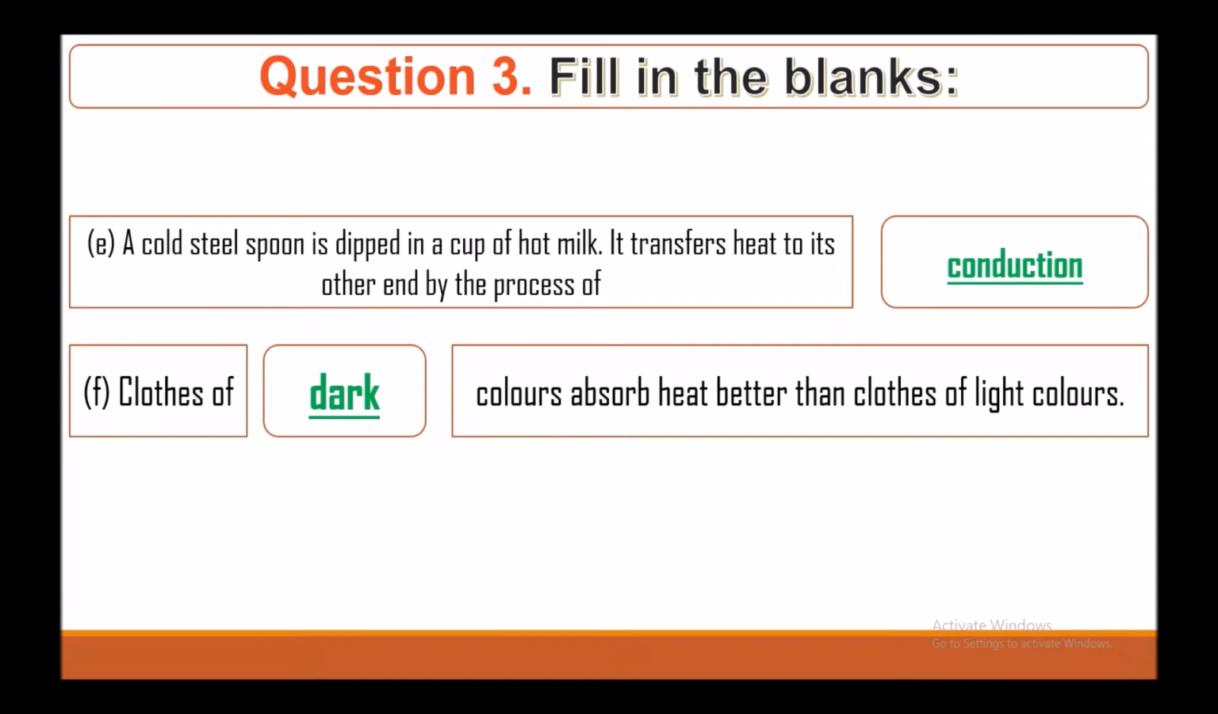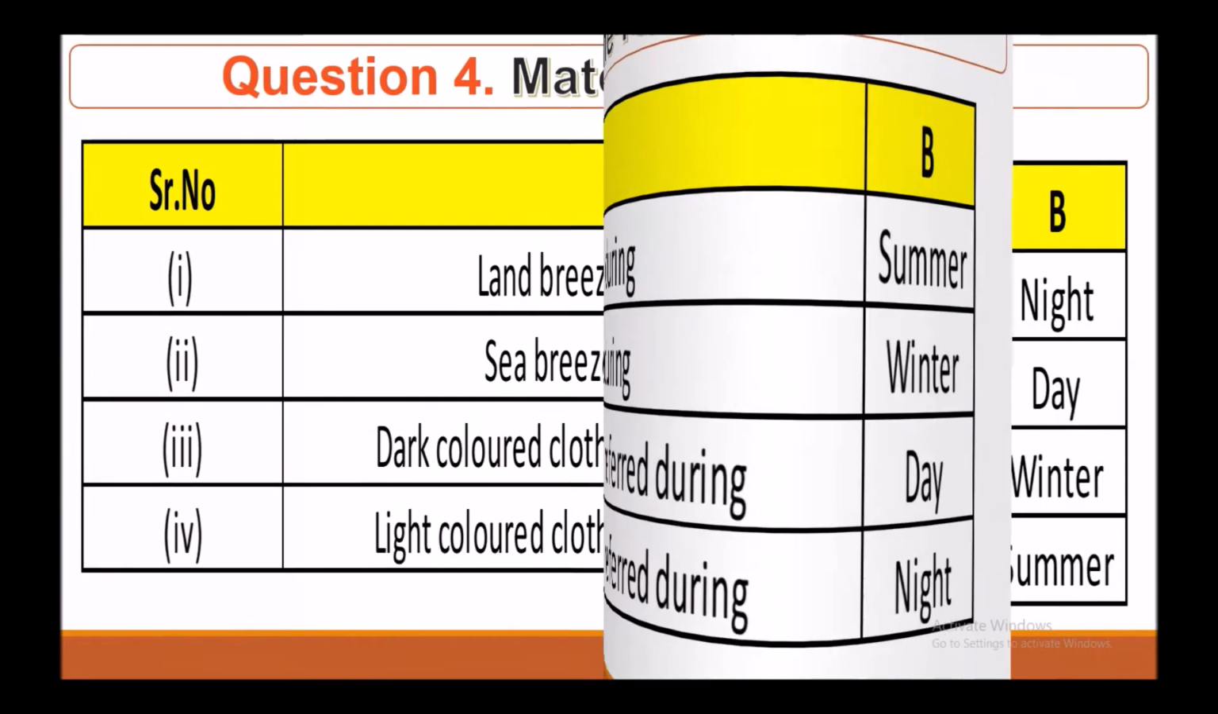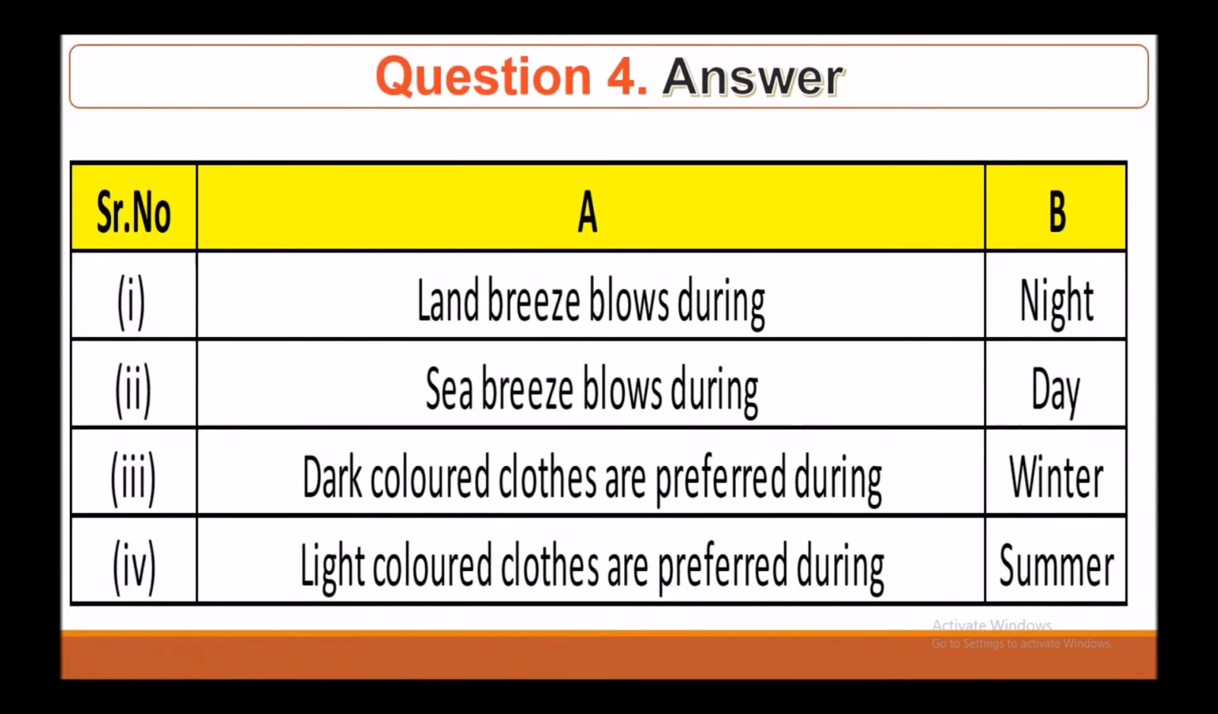Match the following. So in A column, the questions are: land breeze blows during, sea breeze blows during, dark color clothes are preferred during, light color clothes are preferred during. And in B, the options are summer, winter, day and night. So let's see the answer. Land breeze blows during night, sea breeze blows during day, dark color clothes are preferred during winter, light color clothes are preferred during summer.